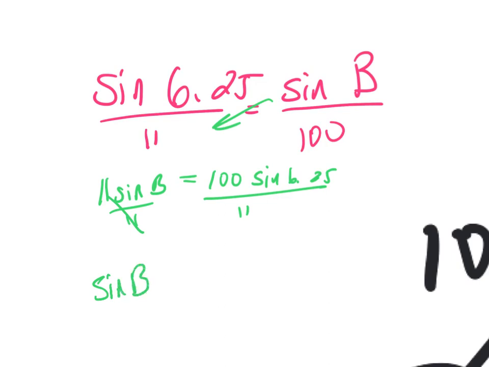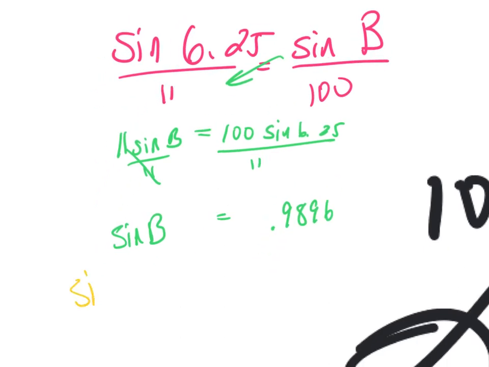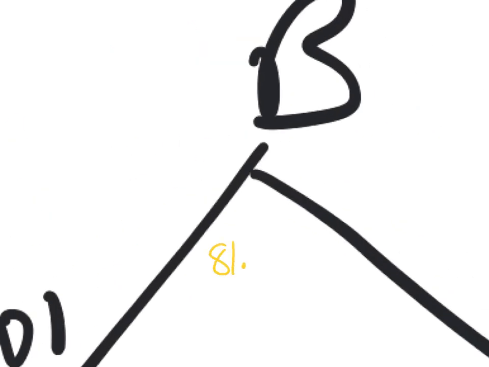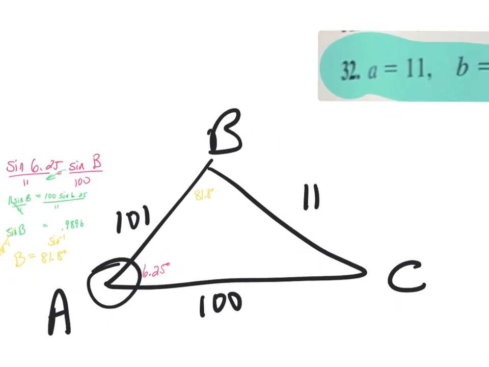11 times the sine of B equals 100 times the sine of 6.25, so the sine of B equals 100 times the sine of 6.25 divided by 11. I get 0.9896. I don't want the sine, I want the angle measure. So I have to do arc sine of both sides. So angle B is 81.8 degrees.